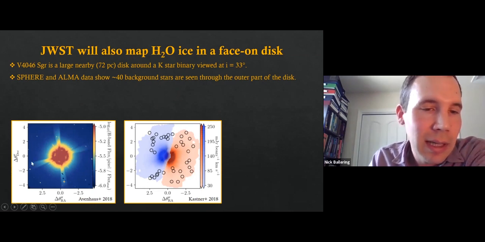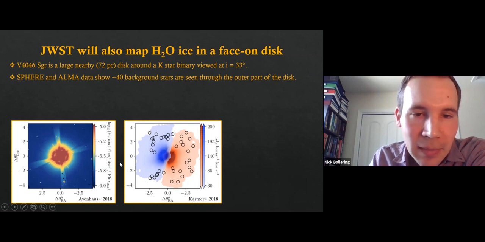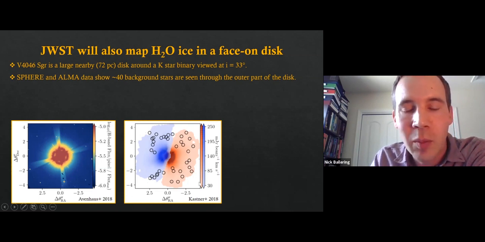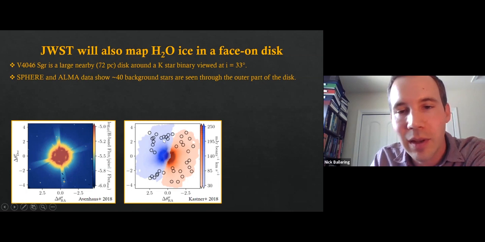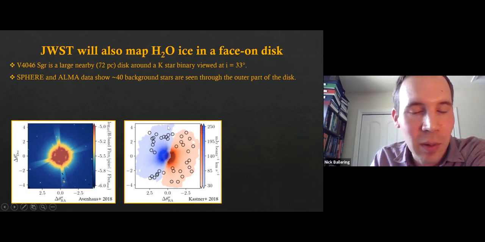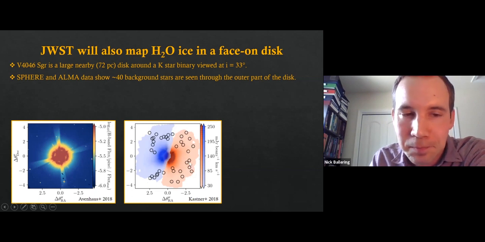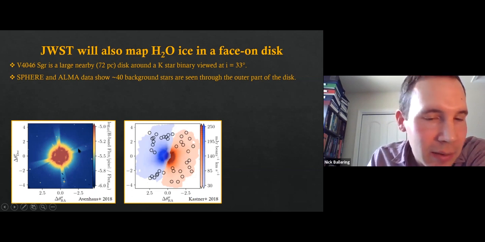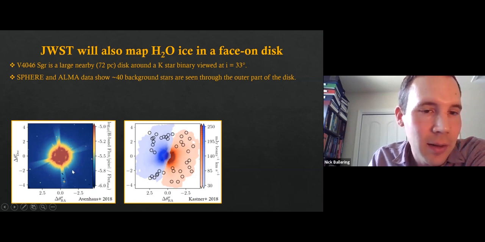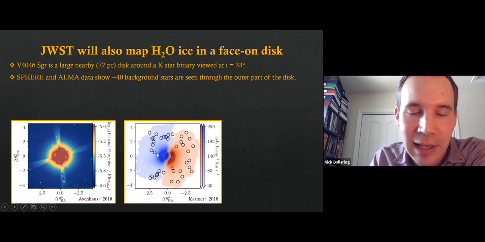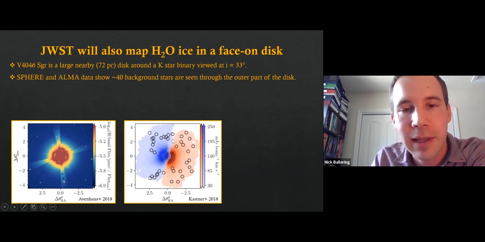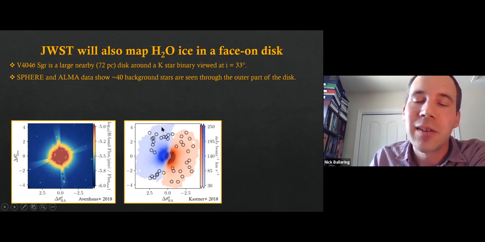And so if you look, here is a scattered light image from SPHERE. It's a bit saturated. And then here is an ALMA image showing the extent of the CO profile of this disk. You can see it extends out to about 4 arcseconds in radius. And if you look in the SPHERE image, you can see all these background stars that you're actually seeing through the disk. And again, their locations are plotted over here in these black circles.